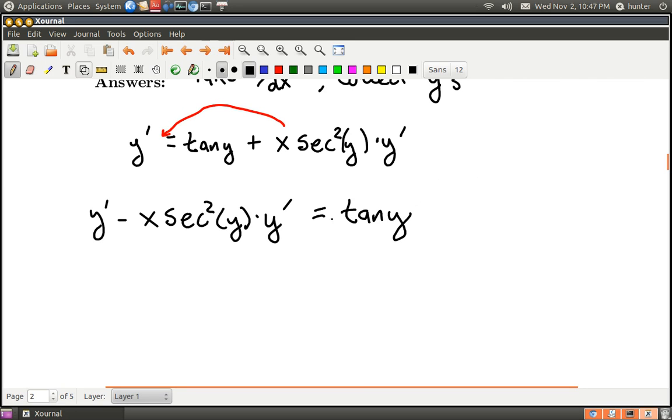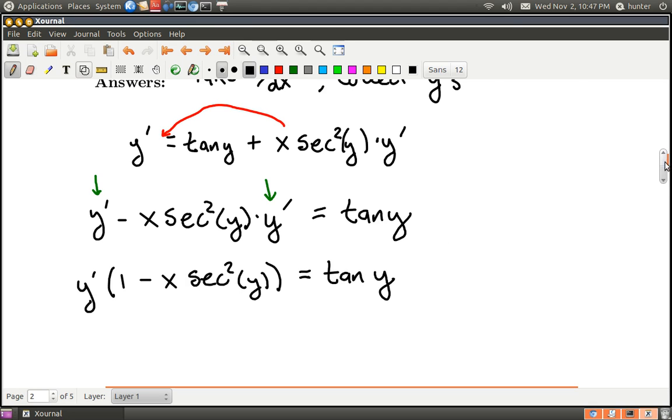Now I factor out these y primes. If you're wondering what factoring is, then you need to come talk to me or something. So these are in common, so I can pull them outside, and let me do that. That gives me y prime times 1 minus x secant squared y is equal to tan y.